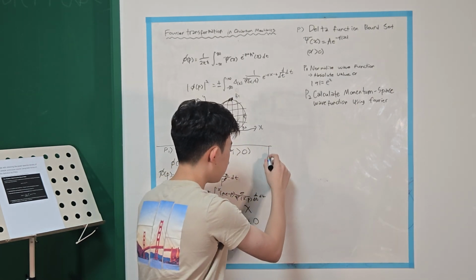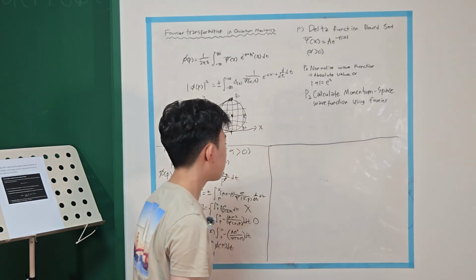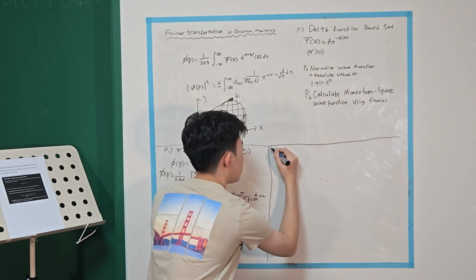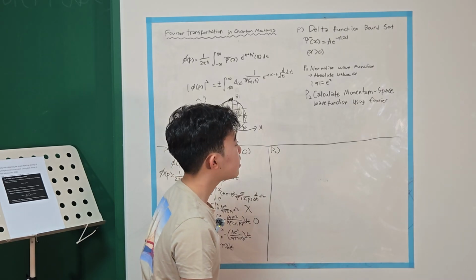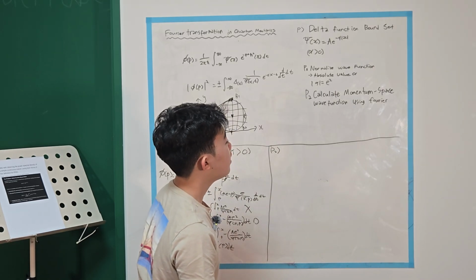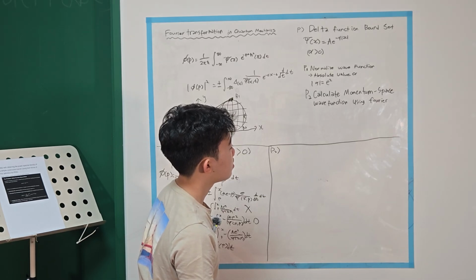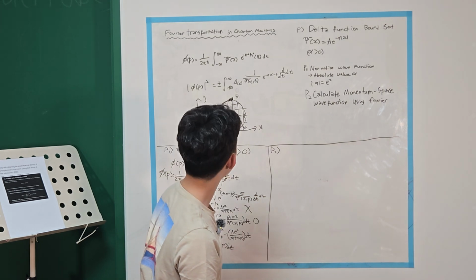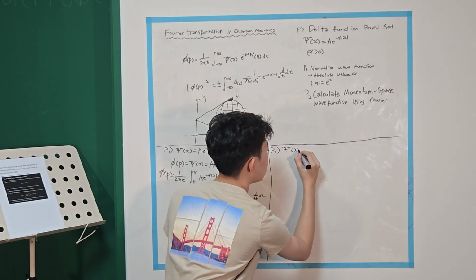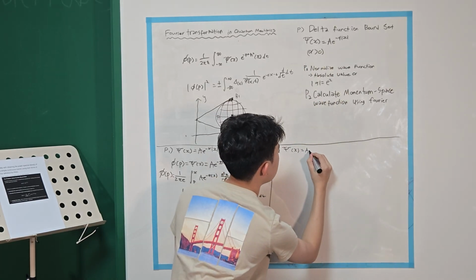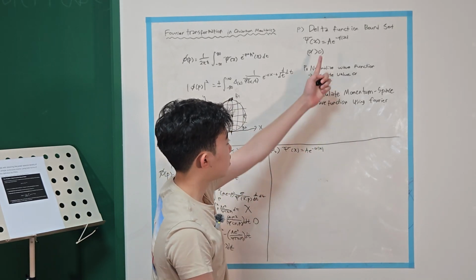And if you move on to question number 2, we're going to draw. Number 2 is calculating the momentum space wave function using Fourier transformation. How do we find the momentum space wave function? We have the basic wave function here. And this one. This is what we're going to try to solve.